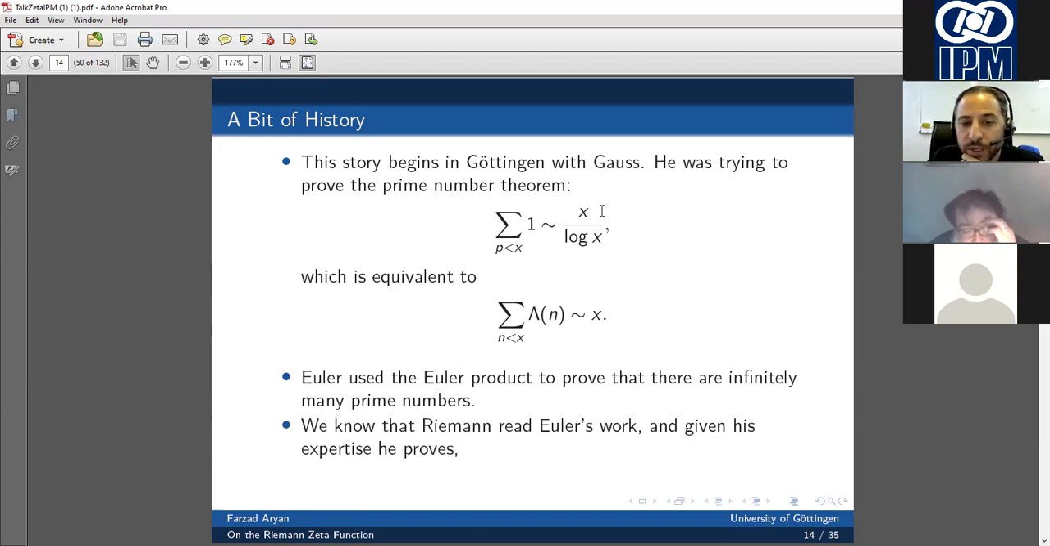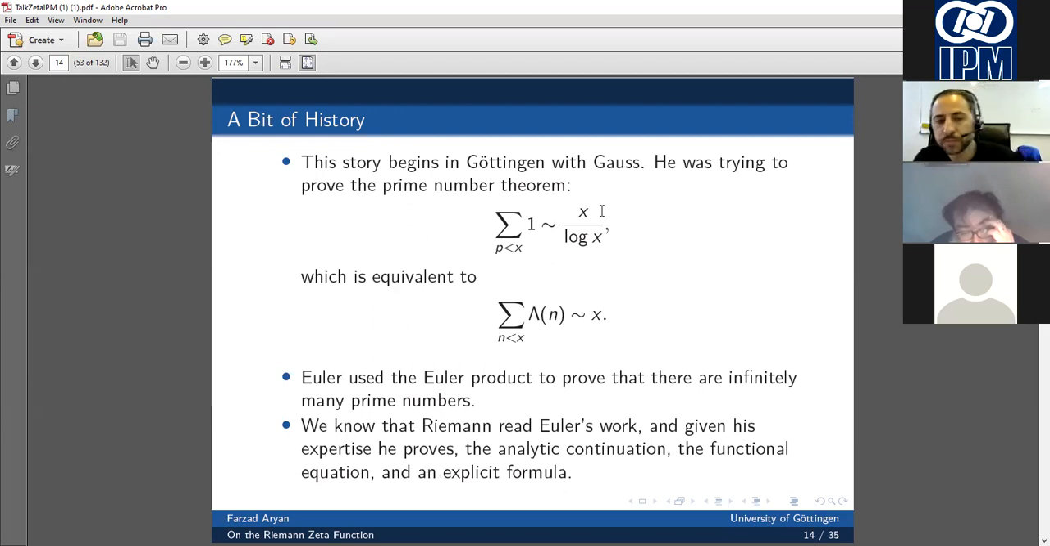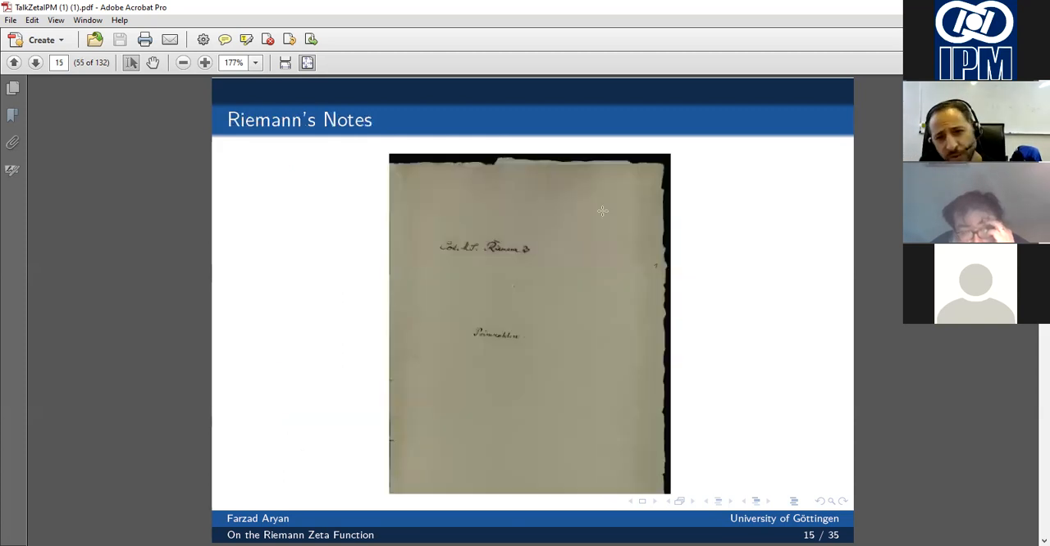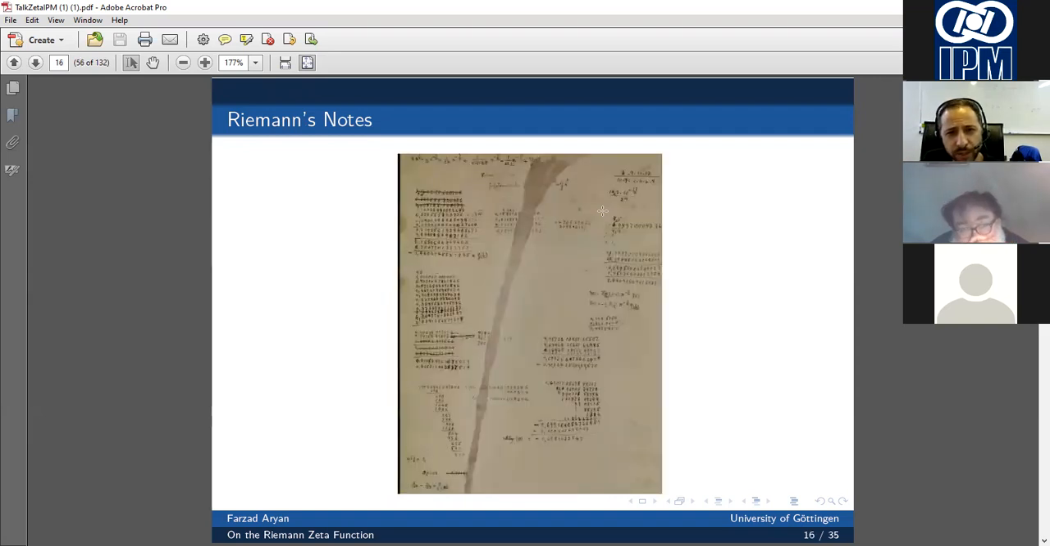From what I know, Riemann read Euler's work, and since he had this vision of complex numbers, he came up with the analytic continuation of the zeta function. He found a functional equation, the explicit formula, and he also calculated a bunch of zeros. He calculated a bunch of the first zeros by hand. This is from his notes that are preserved in the library in Göttingen. I picked this page because he is calculating, by hand, a bunch of zeros.